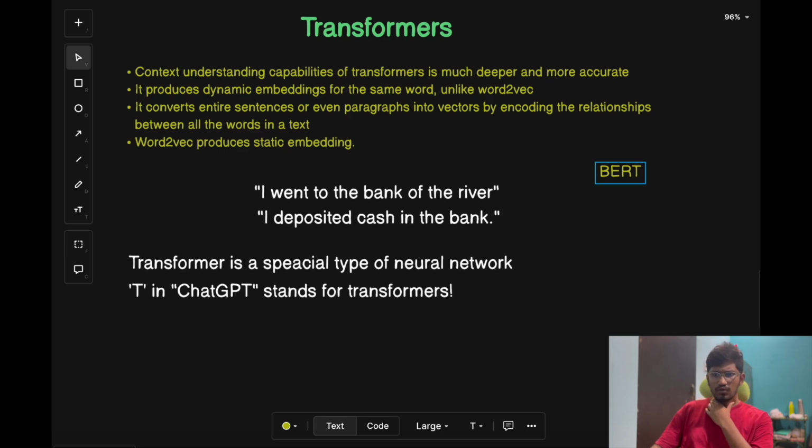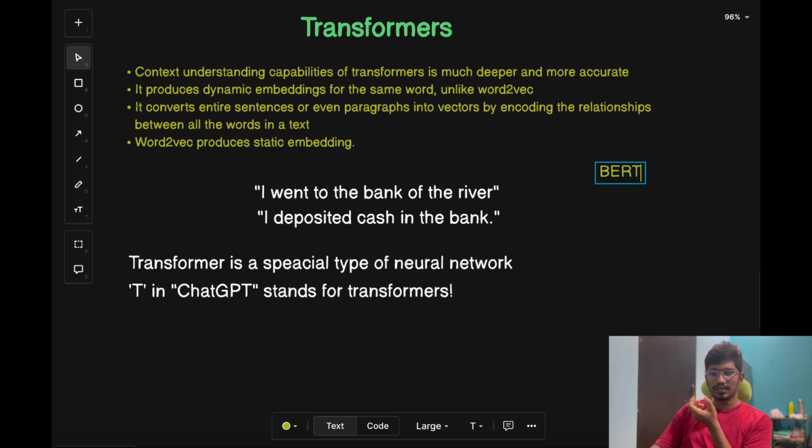Now, how does BERT actually work? It converts the entire sentence or even paragraphs into vectors by encoding the relationship between all the words in the text. I'm emphasizing the phrase all the words. It considers all the words present in the text to generate the vector embedding for a given word. So this gives us extremely powerful text representations for tasks like question answering, text classification, or even translation. That is why transformers are more powerful even than word embedding techniques.